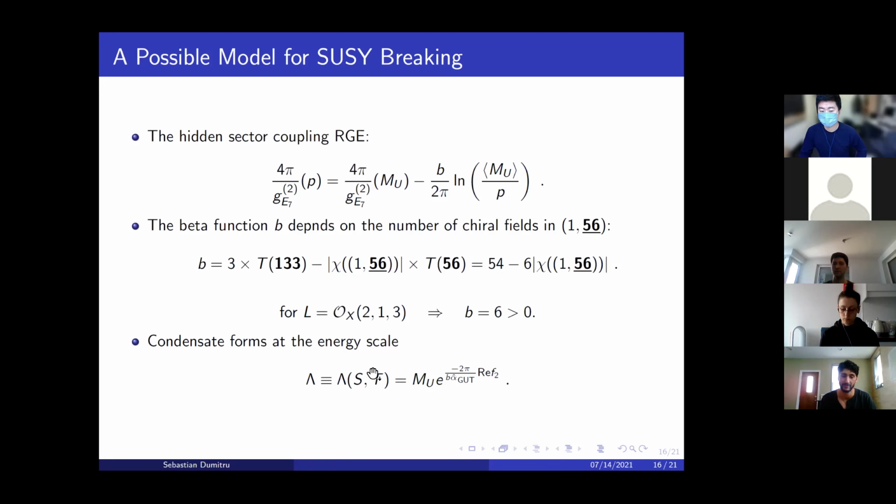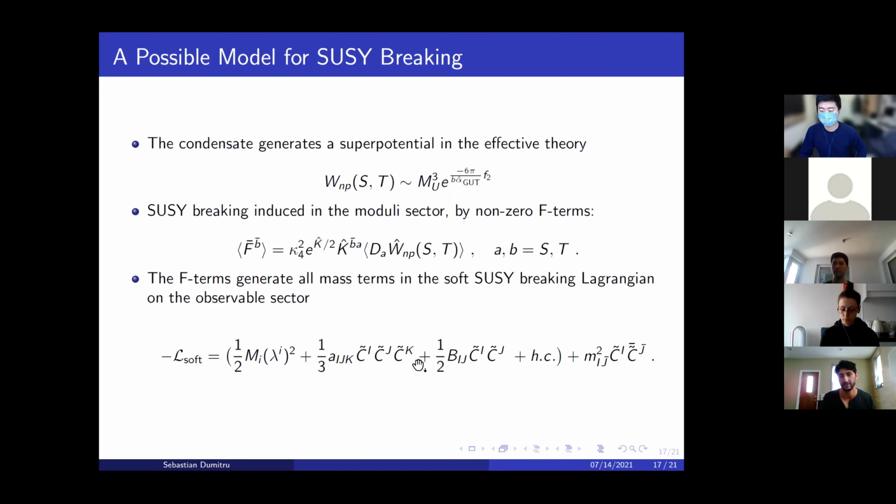So when the gaugino condenses, a bilinear gaugino forms. This is the scale where it condenses, and you get this kind of non-perturbative superpotential.